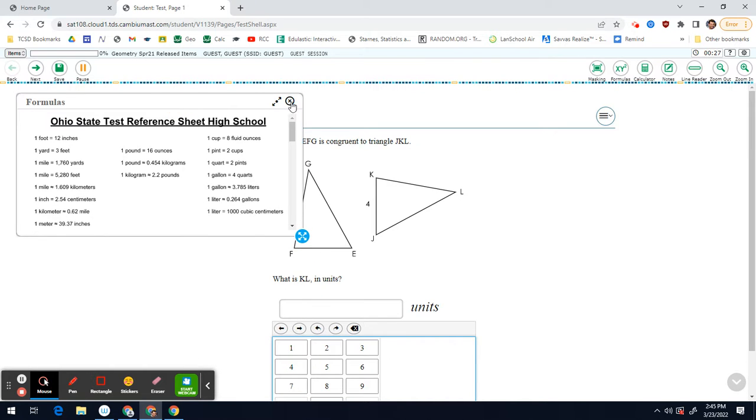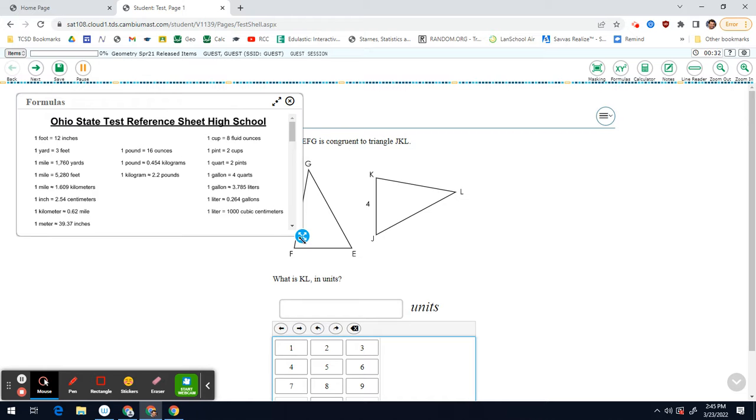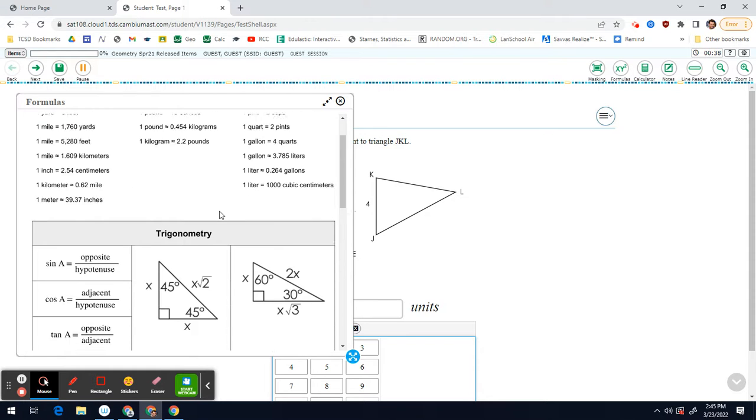You can click and drag it. You can make it go away. You can make it become the full length, the full screen. You can click and drag this blue arrow to make it bigger, right? So if we look at this formula sheet, you won't need these conversions.